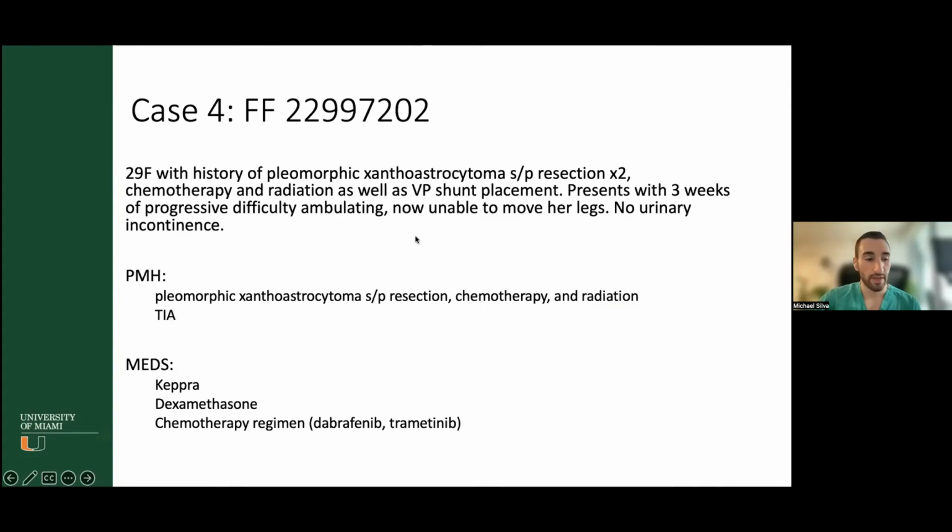So we'll go to the last case here. This is a 29-year-old with a history of pleomorphic xanthoastrocytoma that had been resected twice, and she also had undergone chemotherapy, radiation, and shunt placement. She came in with 3 weeks of progressive difficulty ambulating, now unable to move her legs at all, no urinary changes. Her medications: she's on chemotherapy actively for this tumor, as well as steroids and Keppra.